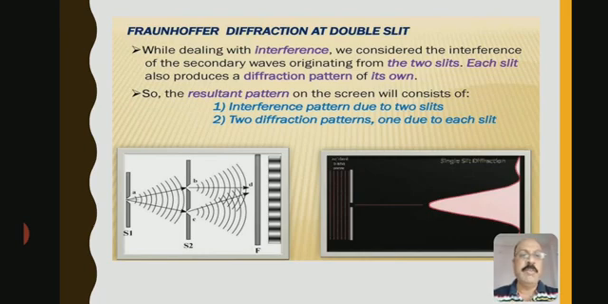While dealing with interference, we considered the interference of the secondary waves originating from the two slits. Each slit also produces a diffraction pattern of its own.